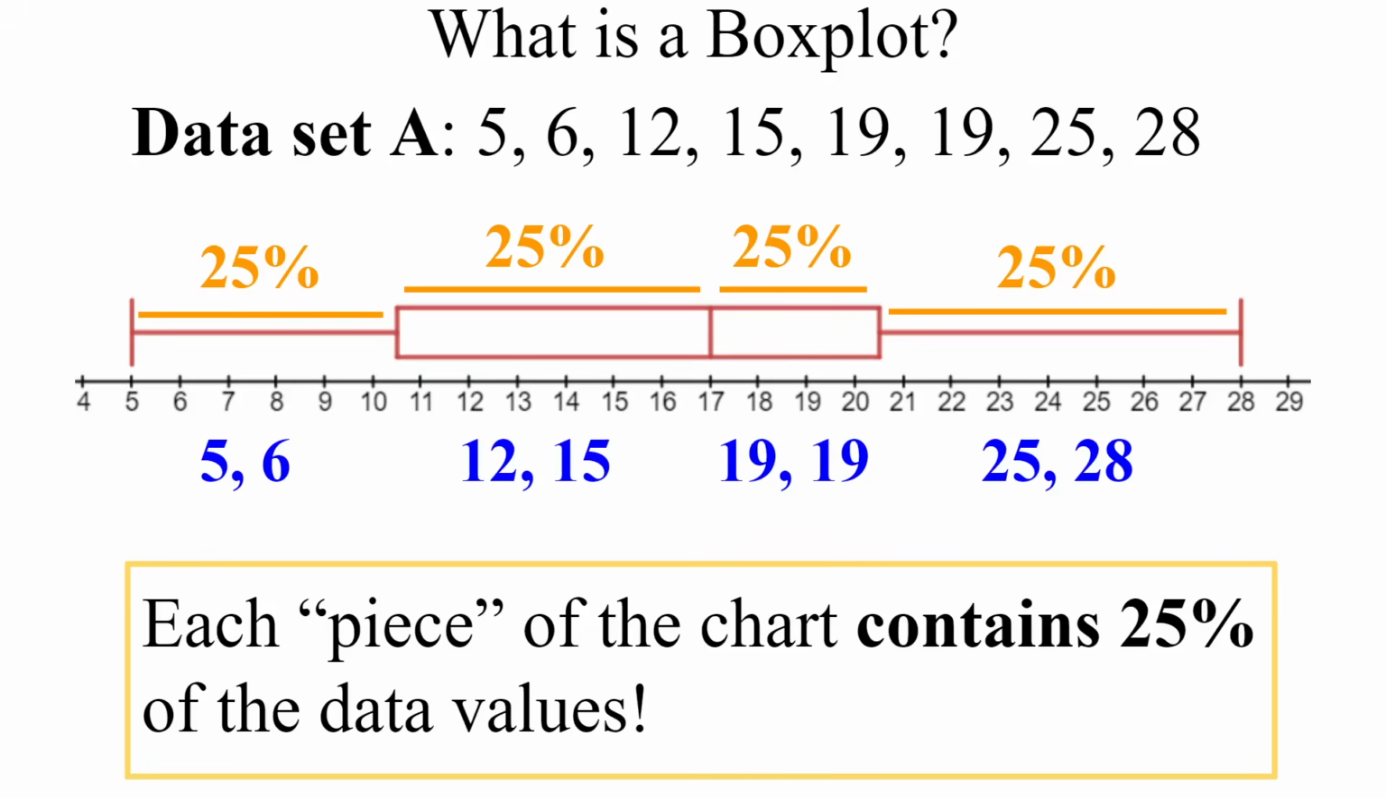I've almost never seen this, but I could see a question being like, for example, from 10.5 to 28, what percent of the data points are in between 10.5 and 28? And you would go, okay, that's 3 pieces, 75%. That's it. So those are really the only 3 things you need to know: median, range, and that each piece of the chart makes up 25% of the data.